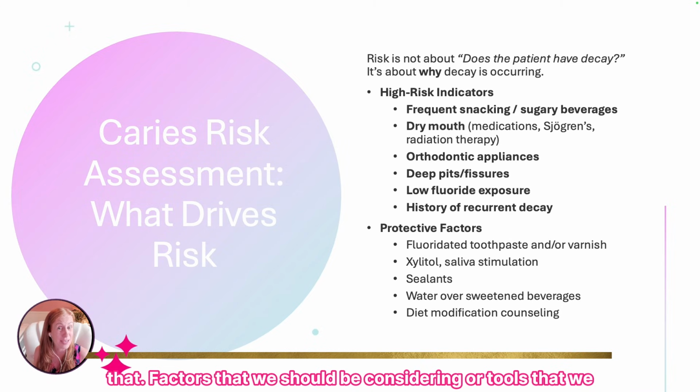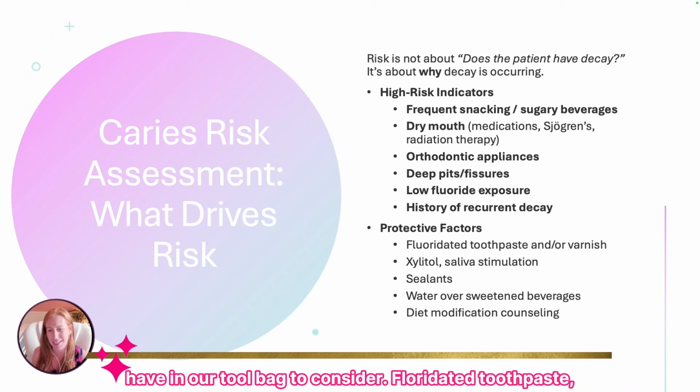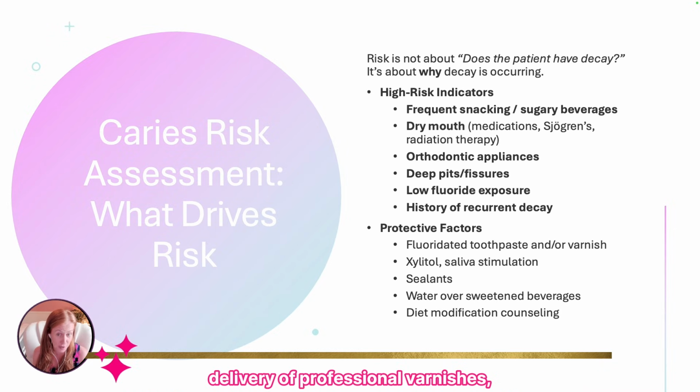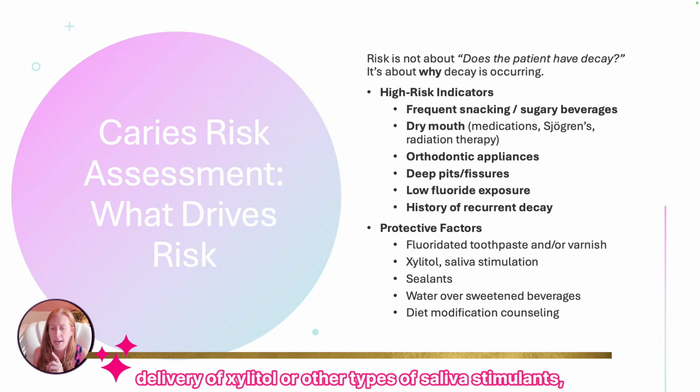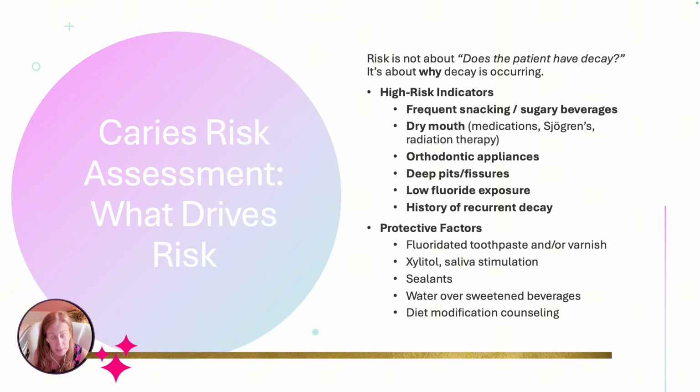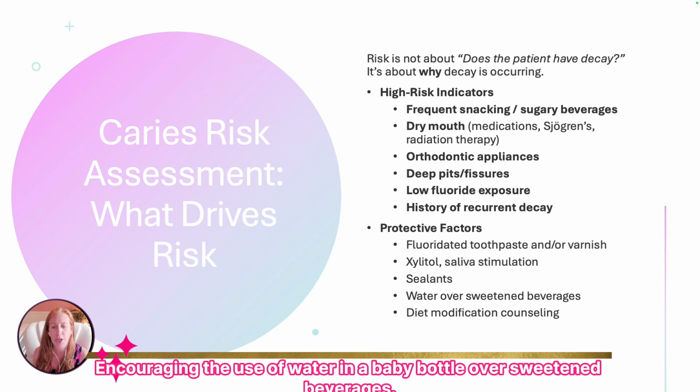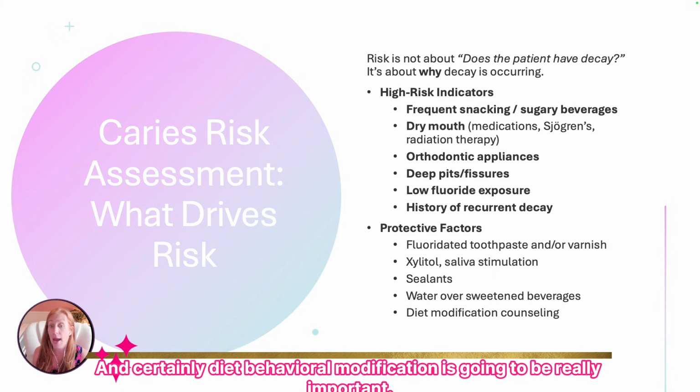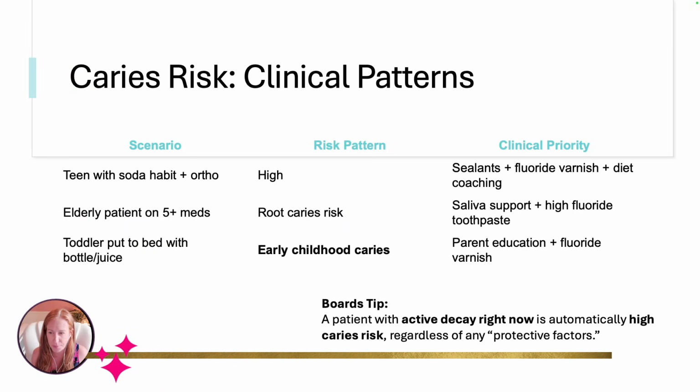Factors that we should be considering, or tools that we have in our tool bag to consider: fluoridated toothpaste, delivery of professional varnishes, delivery of xylitol or other types of saliva stimulants, pit and fissure sealants, encouraging the use of water in a baby bottle over sweetened beverages, and certainly diet behavioral modification is going to be really important. So a few things to take a look at.